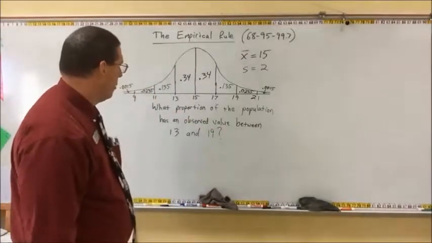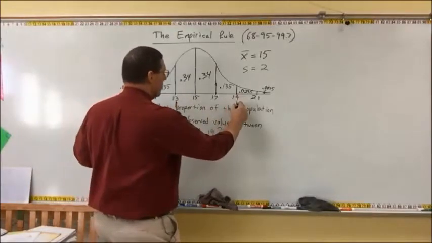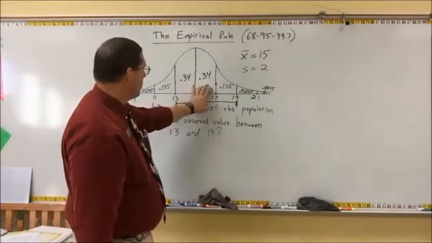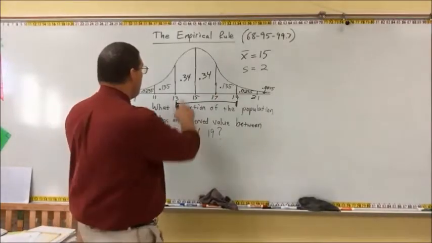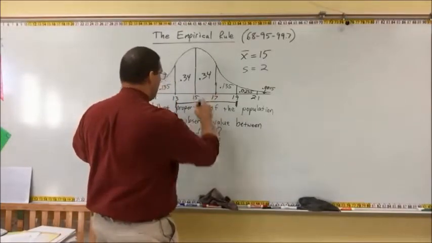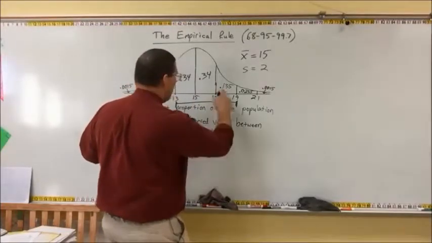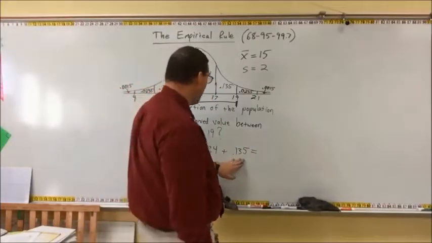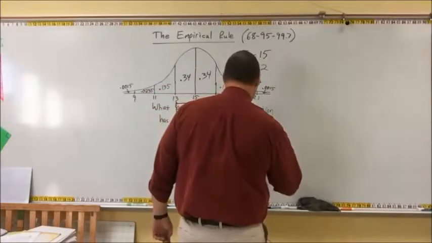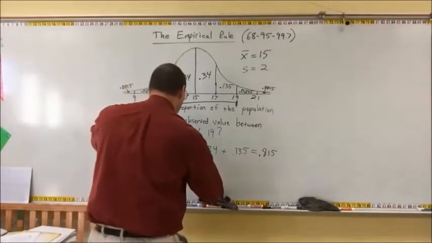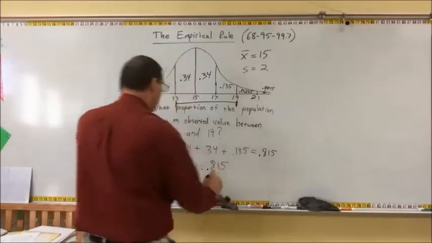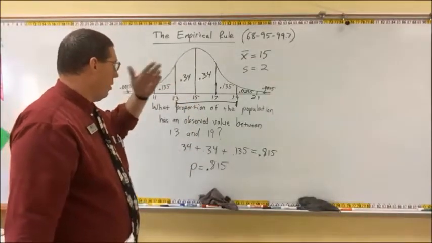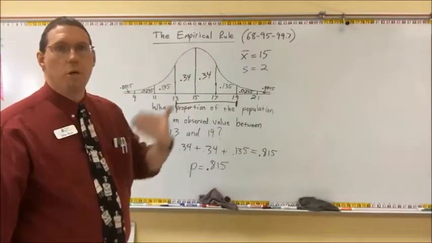Between 13 and 19. Well, here's 13 right here, and here's 19 right here, and so all we have to do is add up all the regions in between. We have this region, and this region. So we're just going to add those three up. 0.34 plus 0.34 plus 0.135. And that's going to be equal to, let's see, 68, 78, 81, 81.5. So 0.815. So the answer will be P equals 0.815.